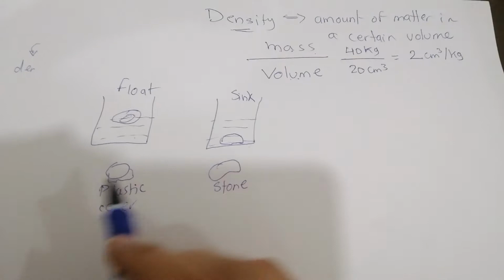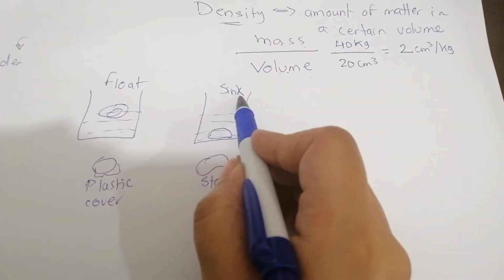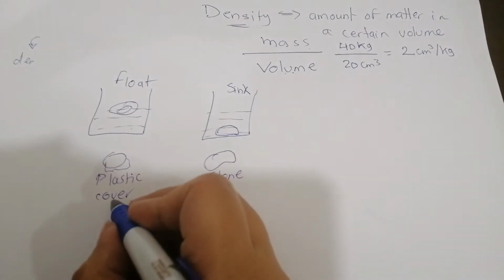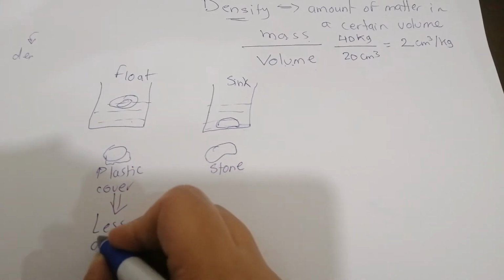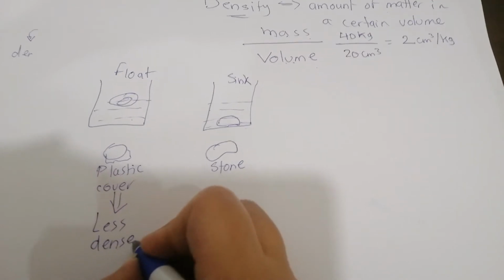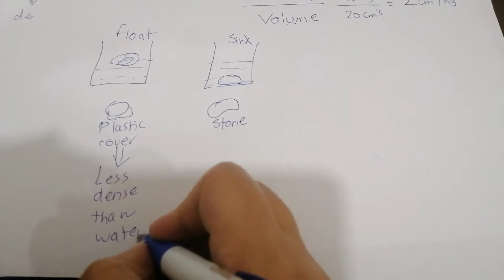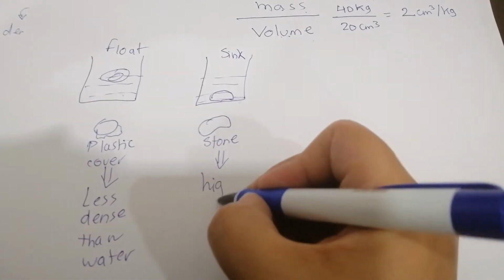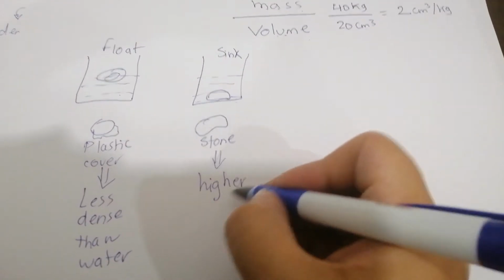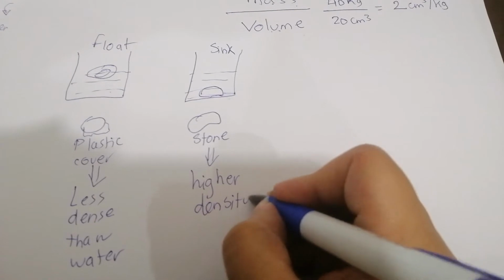Why do you think the plastic cover floats and the stone sinks? Because the plastic cover has less density than water, while the stone has higher density than water.